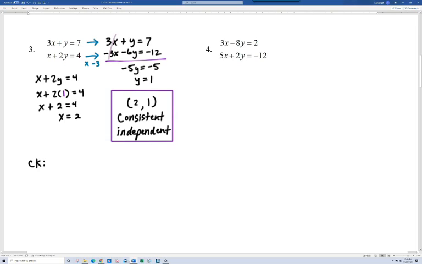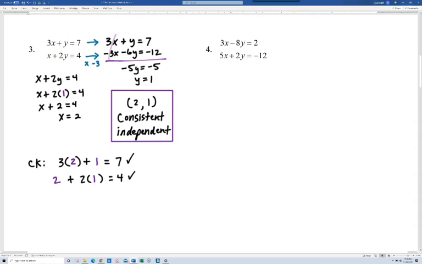I just wanted to point out that you can check your answers, and that's true for any of these systems of equations. And notice how easy it is to do. So I'm going to plug in 2, 1 into the first equation. You get 3 times 2 plus 1 equals 7. So that's 6 plus 1, that certainly equals 7. And in the second equation, it's going to be, let's see, 2 plus 2 times 1 equals 4. And you can see that's 2 plus 2 equals 4, and that's true.